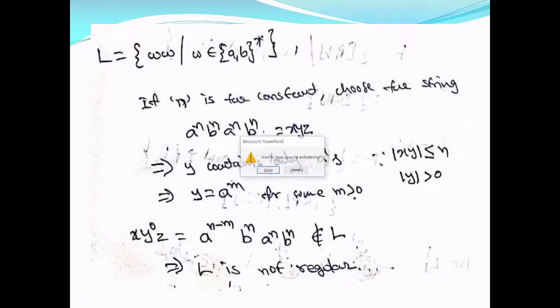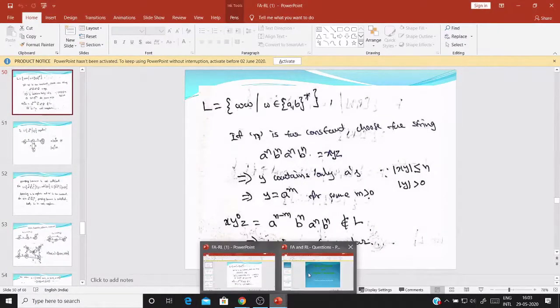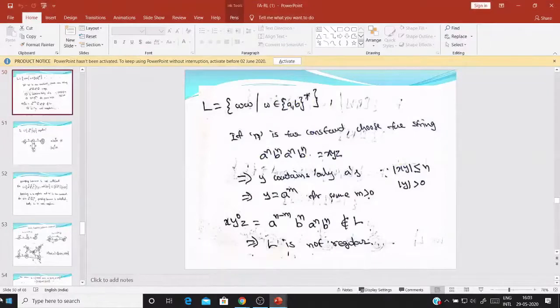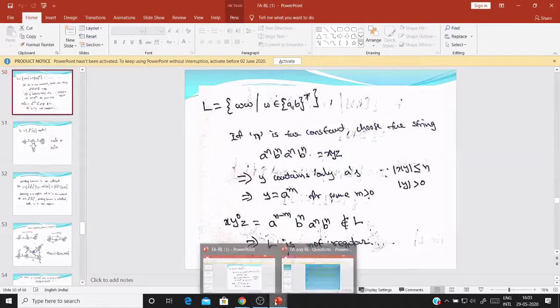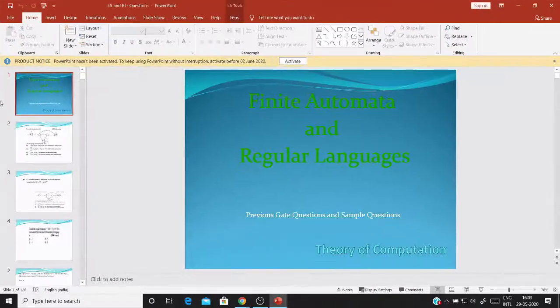So what I am doing now is, I have collected this material all from the internet, and from the internet I have collected all the previous GATE questions and sample GATE questions. So we will now take a look at those and we'll see how to solve them.